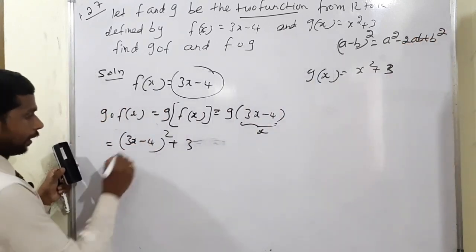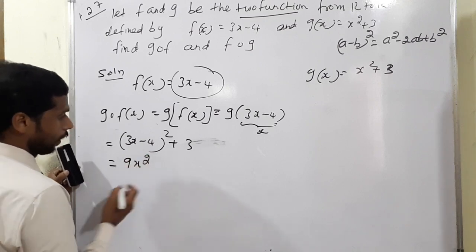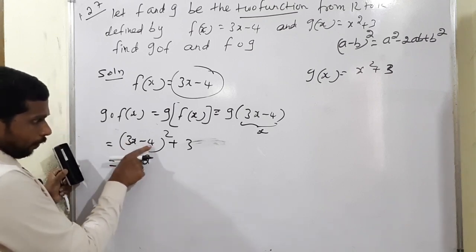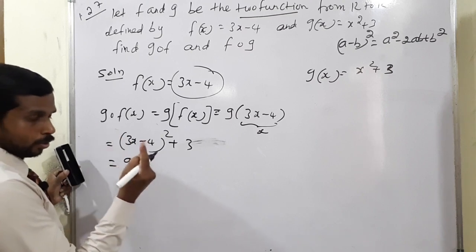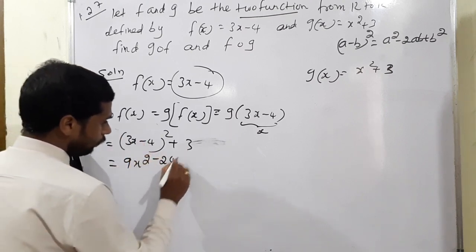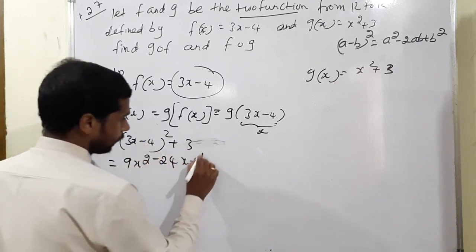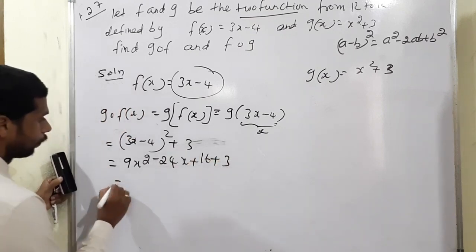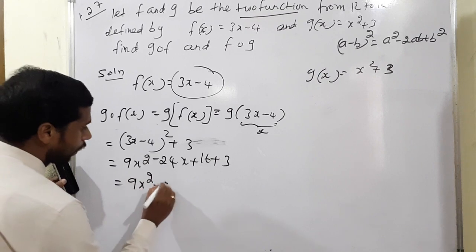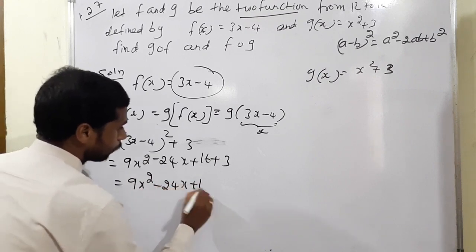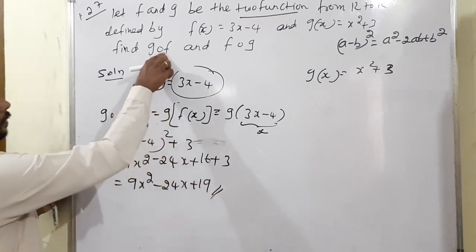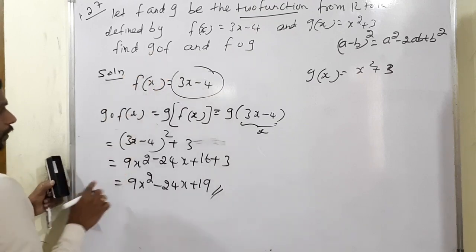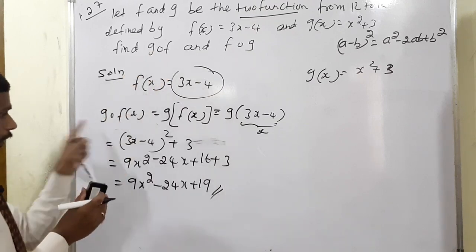Therefore, 3x square means 9x square, again minus 2ab: 3 into 4 is 12, 12 into 2 is 24, minus 24x. 4 square means 16, another constant value is there, plus 3. Therefore, 9x square minus 24x plus 19. This is called g dot f, or g is composite of f.